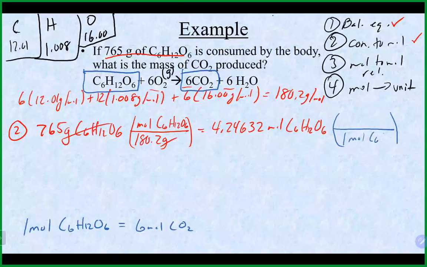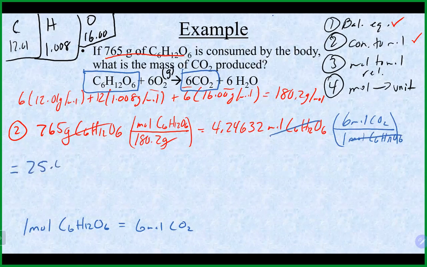1 mole of C6H12O6 on the bottom gives us 6 moles of CO2. That is what allows us to go from what we're not interested in to what we are interested in. Again, stoichiometry is just a conversion factor. So those cancel out, and we're basically multiplying by 6. I'm going to put the answer here to the left, 25.47792. Once again, I'm not rounding too much until the end. That takes care of step number 3.